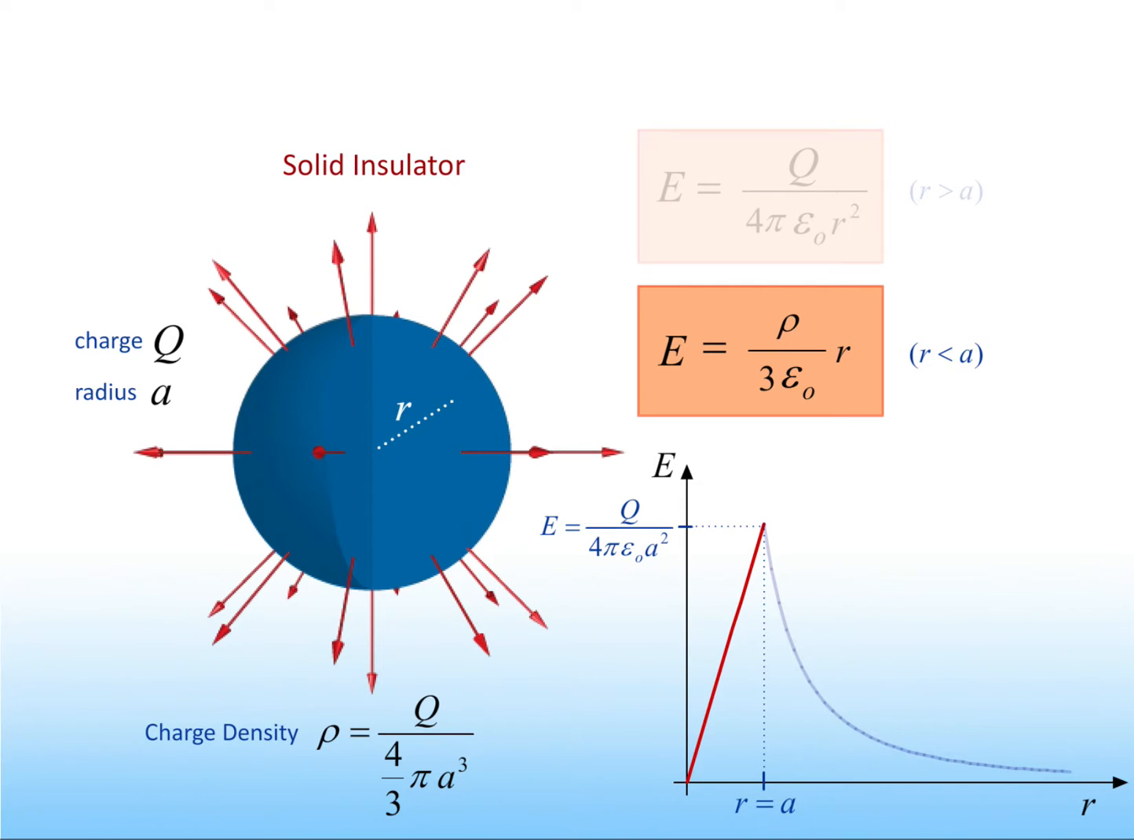The exact deviation from the 1 over r squared curve depends on the exact form of the charge distribution. In this case, we assumed a uniform volume charge density, which led to the linear behavior shown. A non-uniform, but still spherically symmetric charge distribution would have led to a different radial dependence of the field inside the insulator. We'll next consider how our result would change if the insulator had been a conductor.